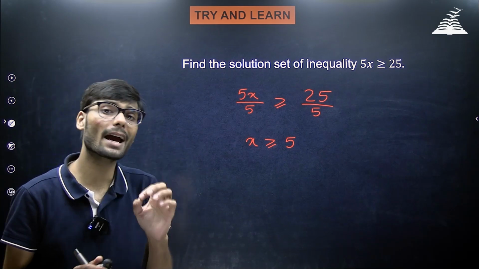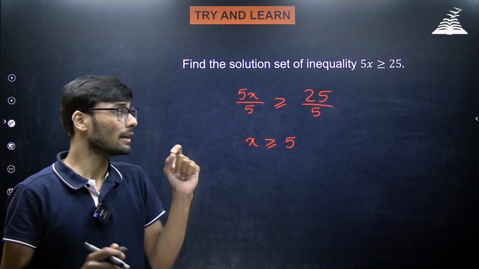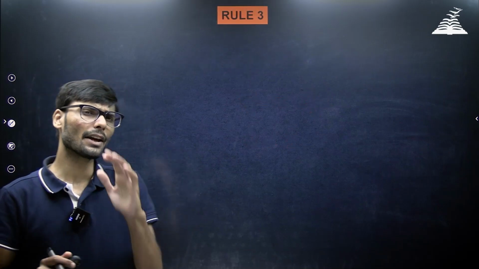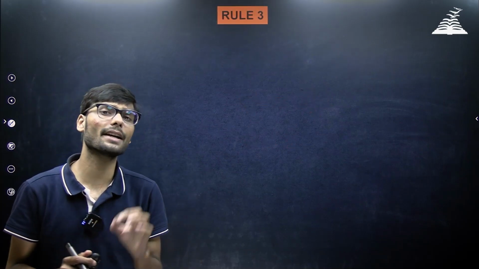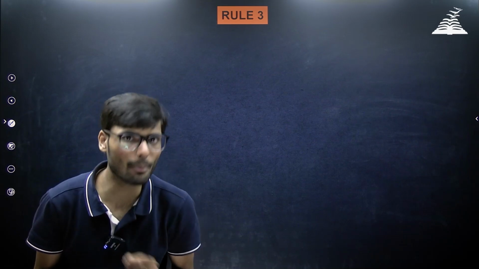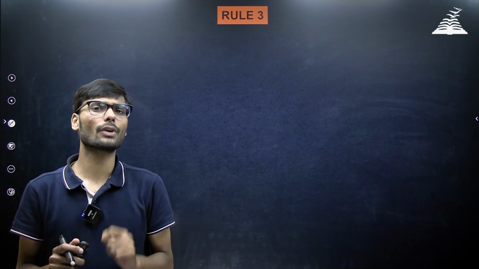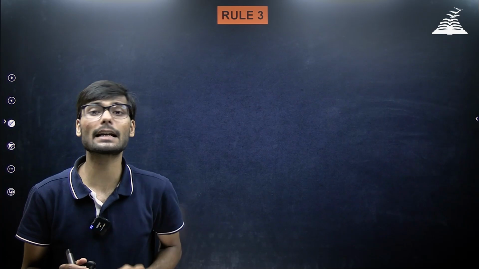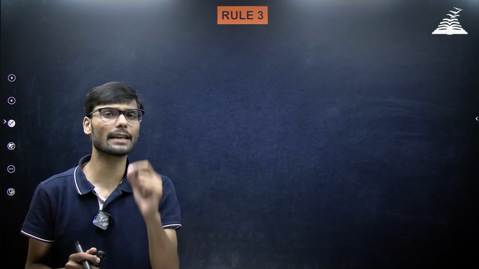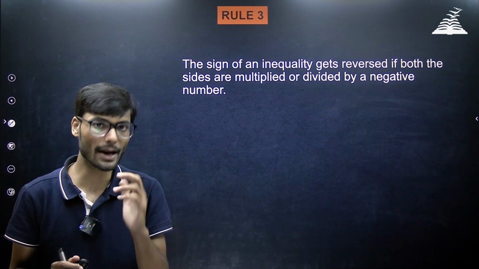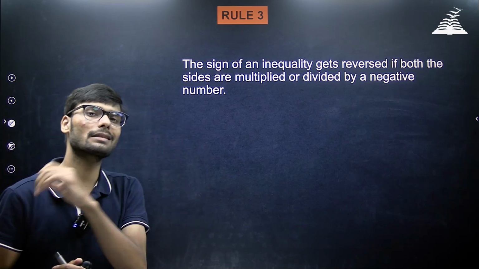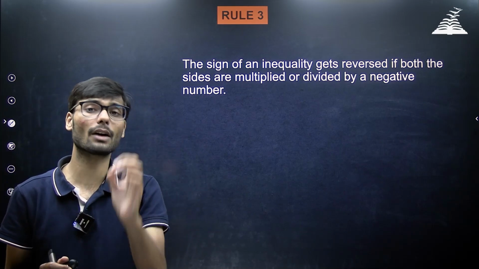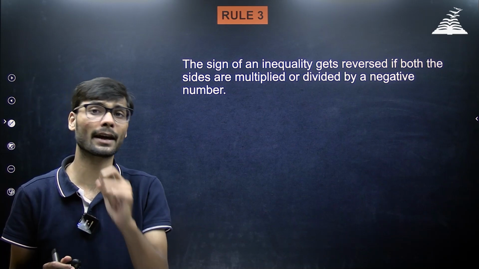Let's now take a look at rule number 3. So the rule number 3 says if we are multiplying or dividing by a negative number, what is going to happen? It tells us that the sign of the inequation is going to get reversed. Okay, so we must reverse the sign of the inequation if we are multiplying or dividing by a negative number.